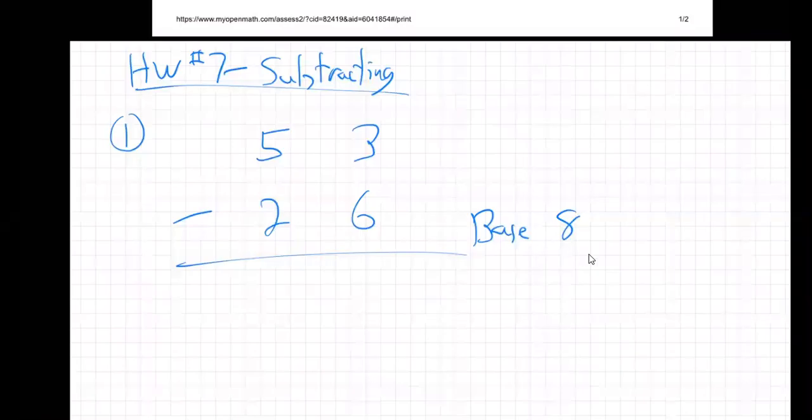Okay, so now we're subtracting. So we're in homework number 7. We are subtracting in foreign-based systems. So you know the drill. So this one is a base 8 problem. So in base 8, you're never going to see an 8 or higher.